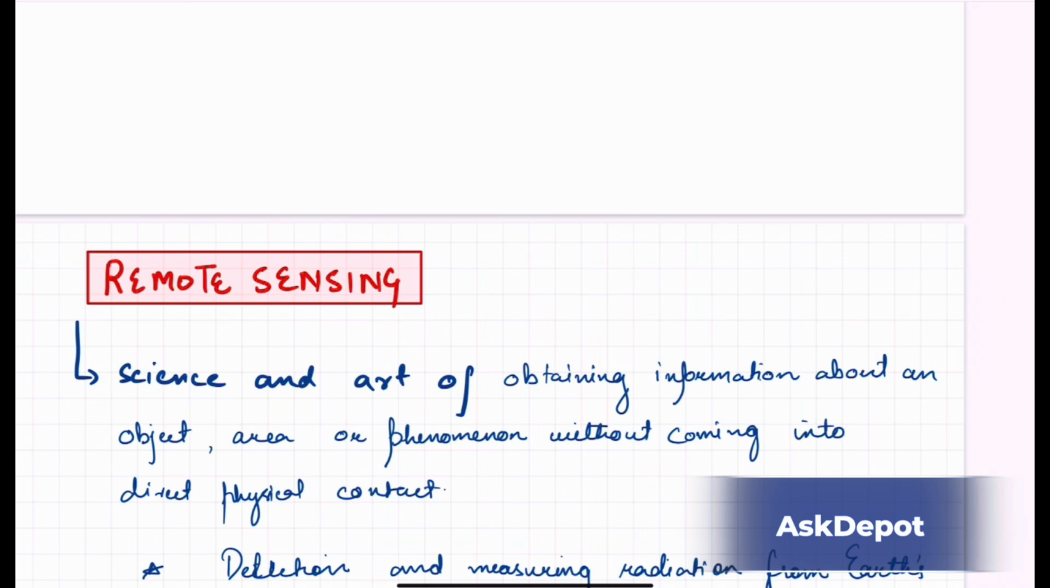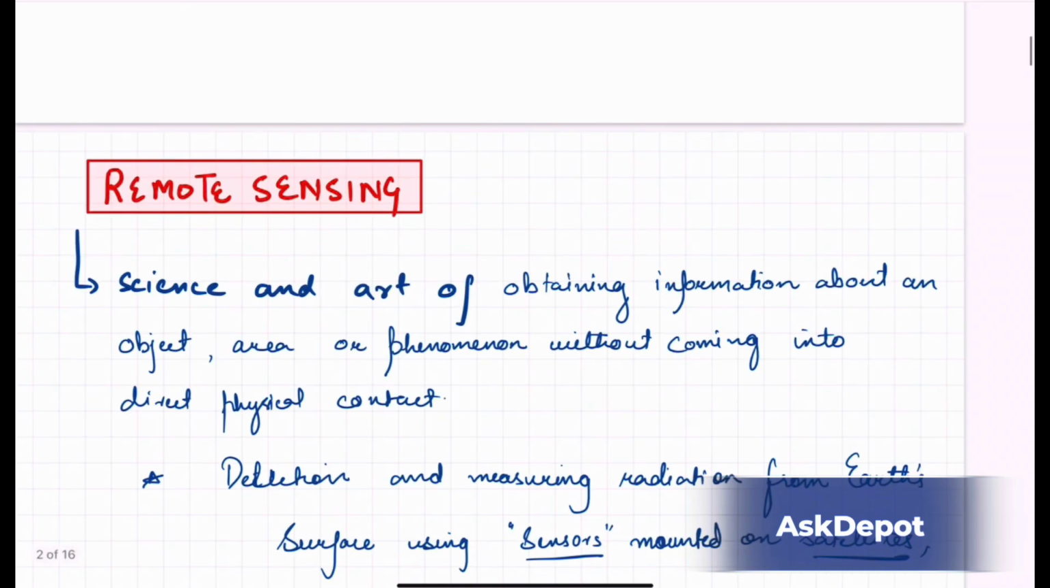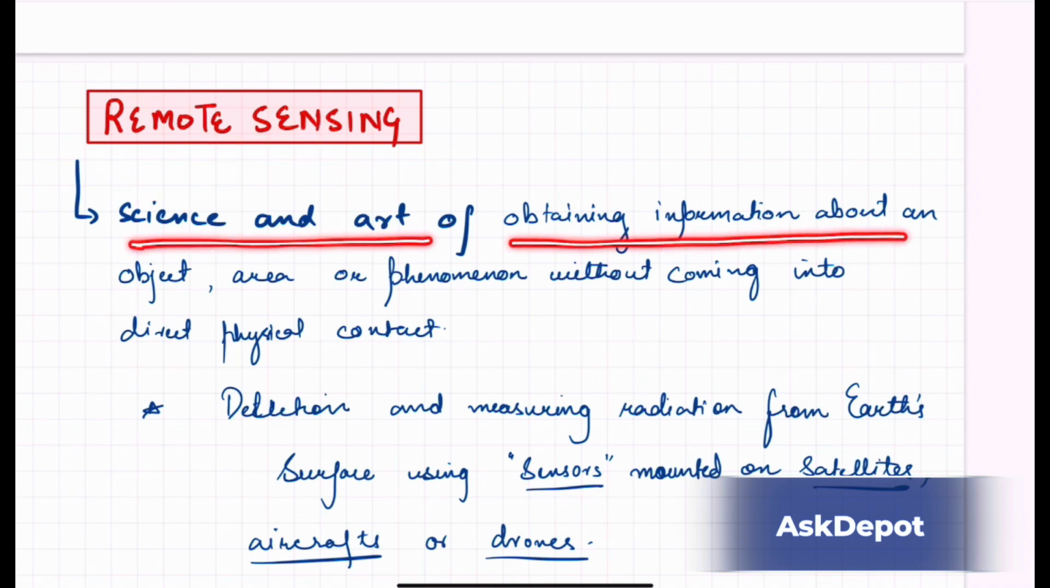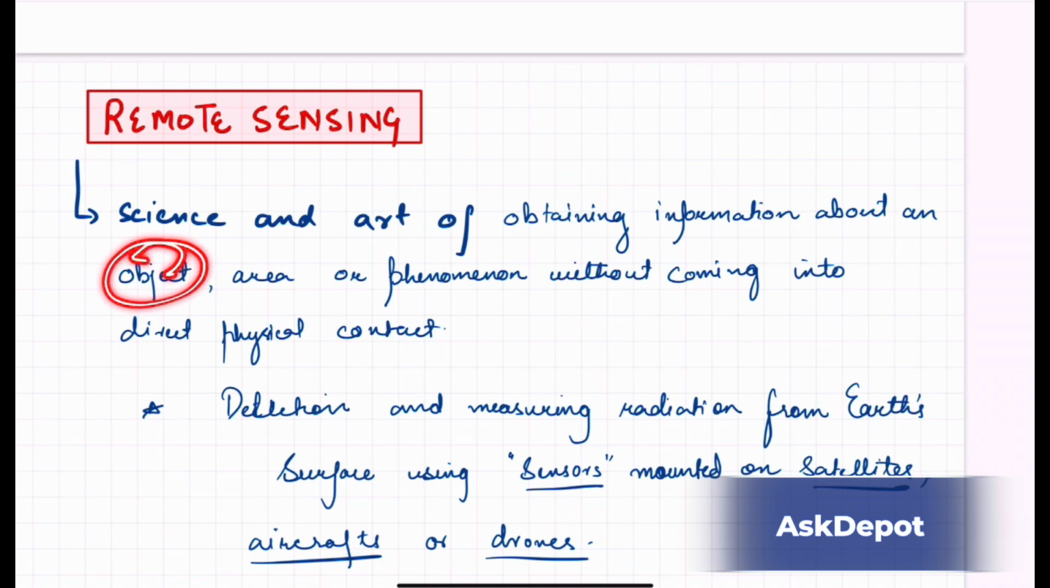Directly means the question will be like, explain what is remote sensing. The question will be like explain the process or the mechanism of remote sensing or the principle of remote sensing. So the question is direct. I'll share the questions with you, but let us start with remote sensing. Remote sensing is the science and art of obtaining information about an object, area or phenomenon without coming in direct physical contact.